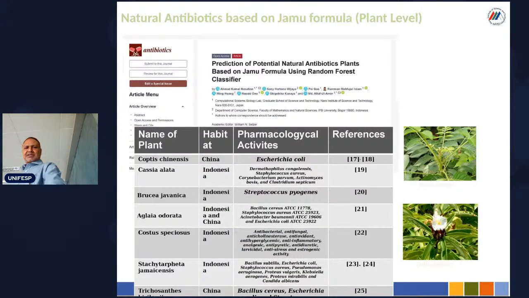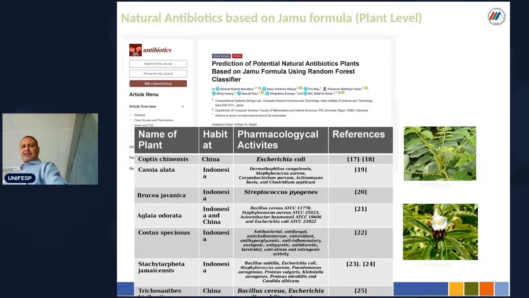So we already published a first paper here, based on the Indonesian traditional formula. We try to classify the formulas that are related to bacterial disease, and we have selected some plants that, I think, are good at fighting bacteria, and we also found much evidence.